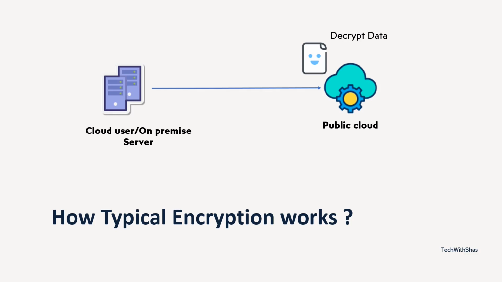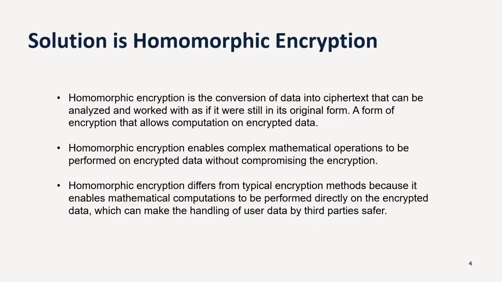So what solution do we need for that? How can we process that data without decrypting it? The solution is homomorphic encryption. In this scheme, there is no need to decrypt the data for processing it, because in homomorphic encryption we can process the data without decrypting it. That is the main feature of this encryption scheme. We can even do complex mathematical operations on that data without decrypting it.